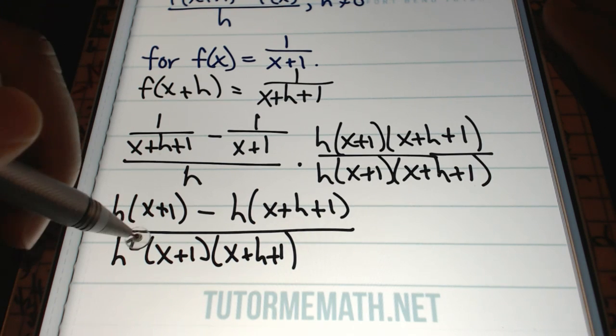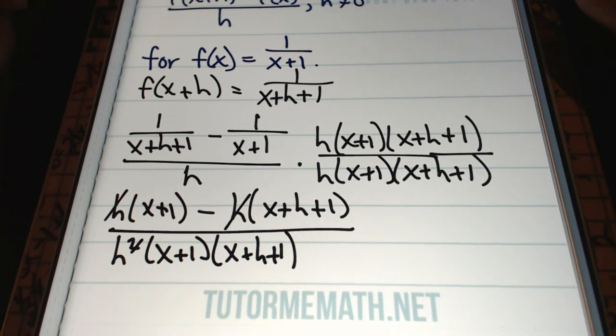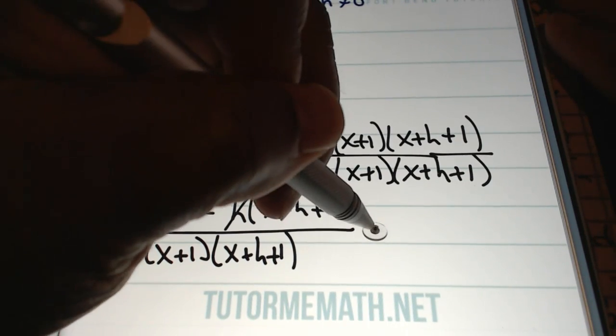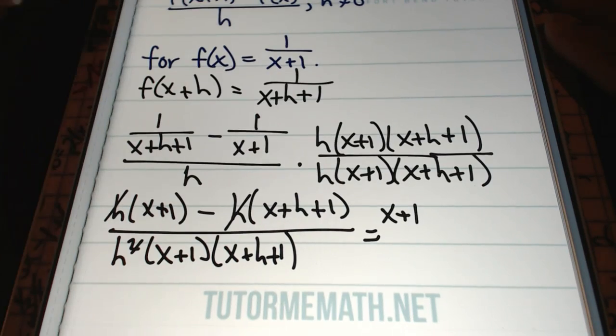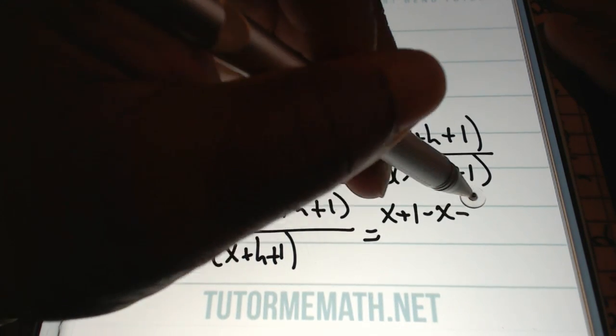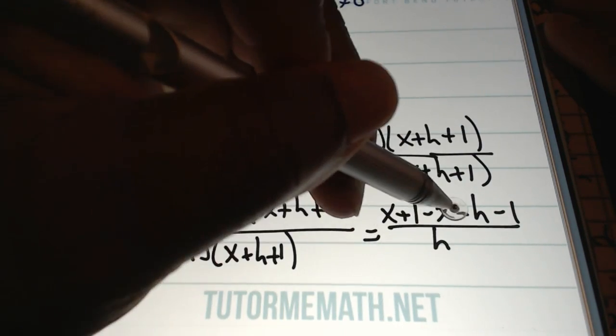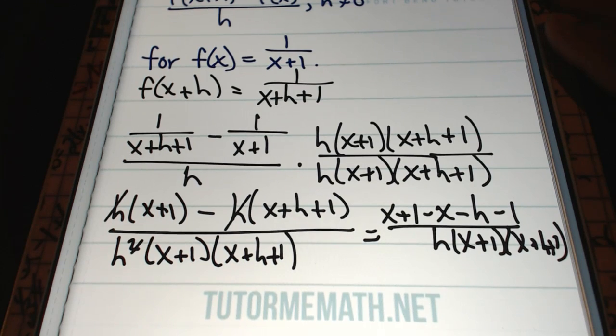From here, one of the h's will cancel out, right? They're gone. So we will try to simplify this by rewriting it as x plus 1. All right. Distribute that negative to get negative x, negative h, negative 1 all over h times x plus 1 times x plus h plus 1. All right, I'm really running out of room here, but I believe that's where I want to be.